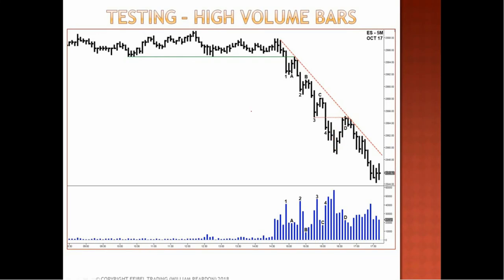This chart highlights the no demand testing bars into high volume bars. No demand, high volume. No demand, high volume. Four examples in one trading session. When one becomes competent in their chart reading ability and has the confidence to pull the trigger, trades B and C here become automatic. They become no-brainers. Please don't take this as arrogance.